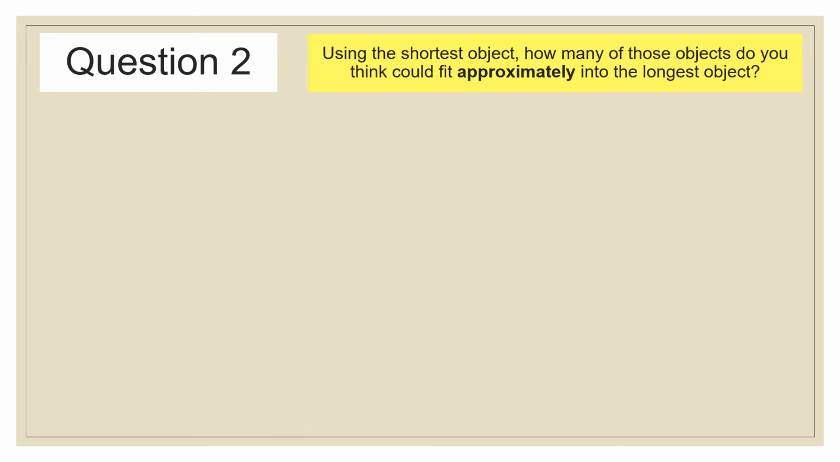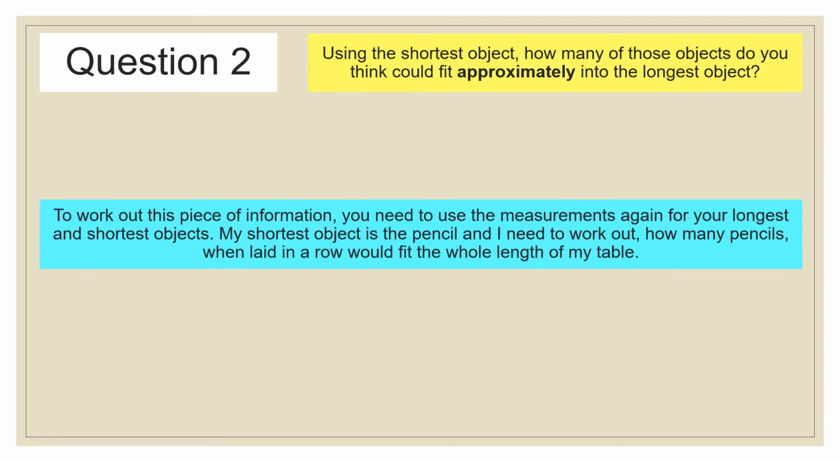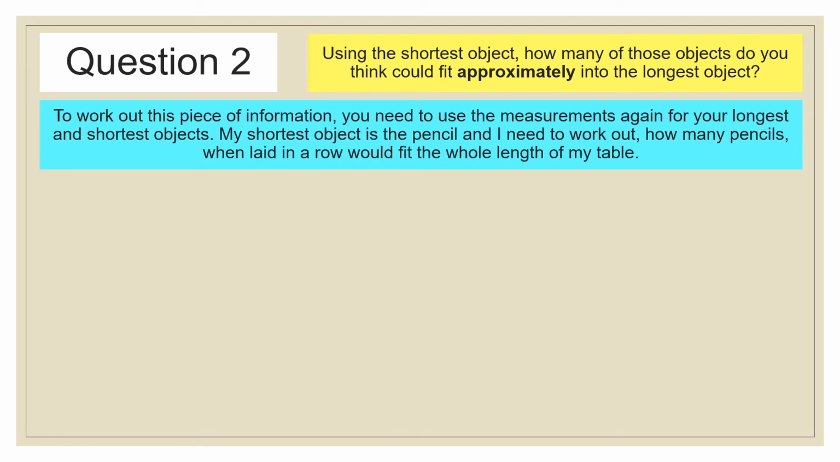Now let's have a look at the next question. Question 2. Using the shortest object, how many of those objects do you think could fit approximately into the longest object? To work out this piece of information, you need to use the measurements again for your longest and shortest objects. My shortest object is the pencil, and I need to work out how many pencils, when laid in a row, would fit the whole length of my table.